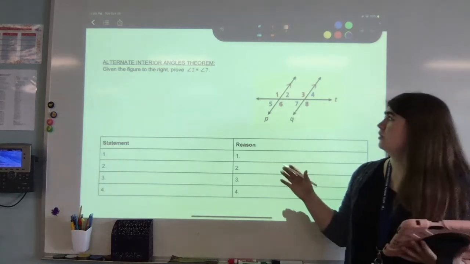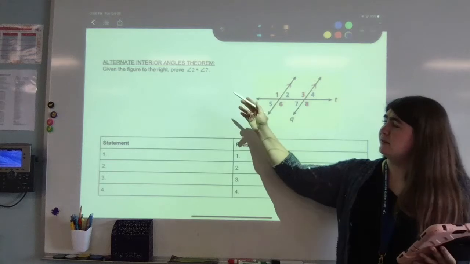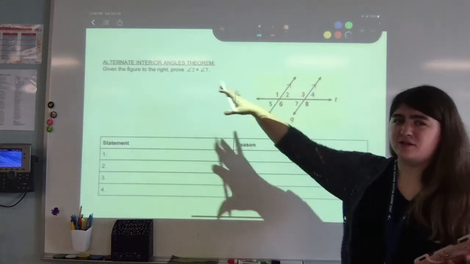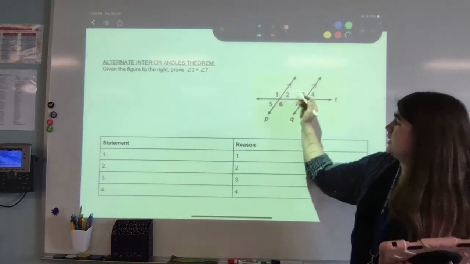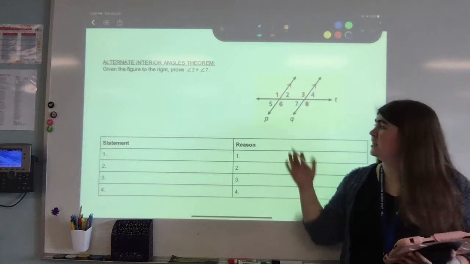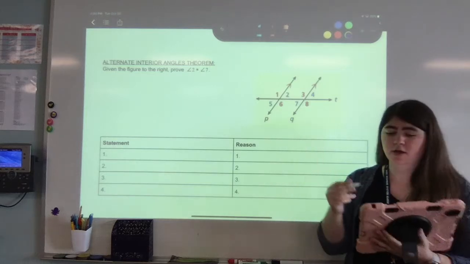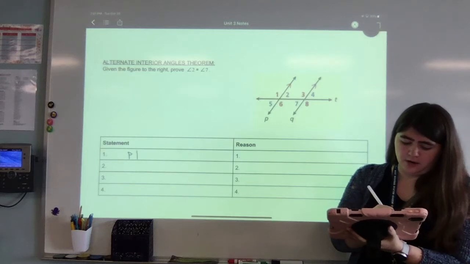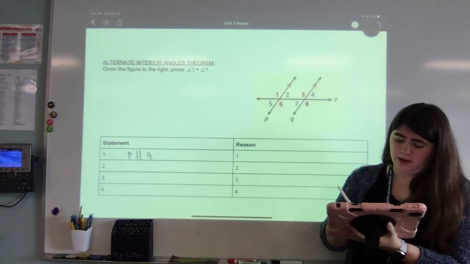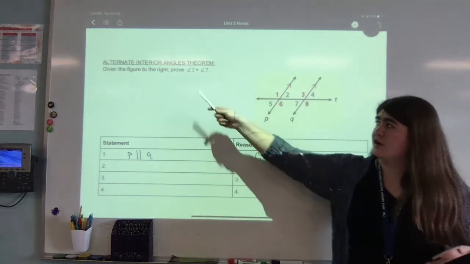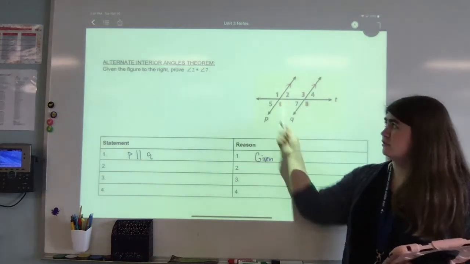Part of my given information is actually in the image, not just in the words that are stated. Right here we have these arrows on our parallel lines that tell me that P and Q are parallel. So my first line is that P is parallel to Q because it's given. And that information is, again, not in our instructions, it's in the image.